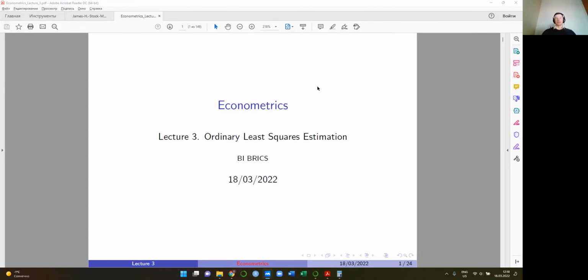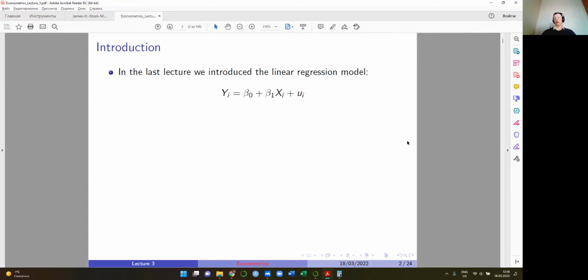And we will discuss the estimation method, which is called ordinary least squares. So let me remind you why we are doing this. In the last lecture we introduced something which is called the linear regression model.